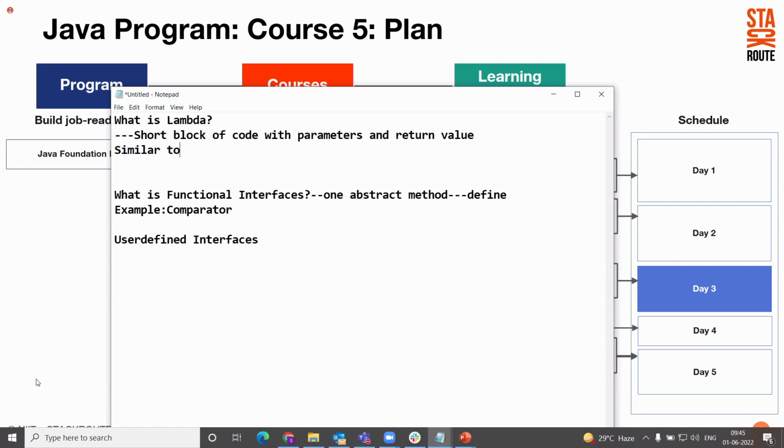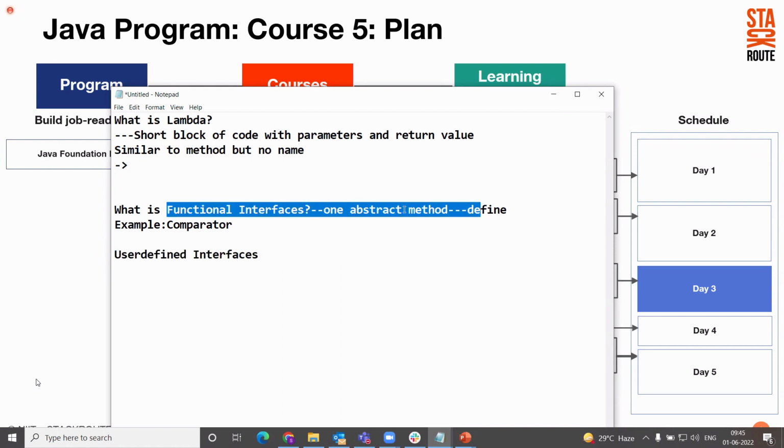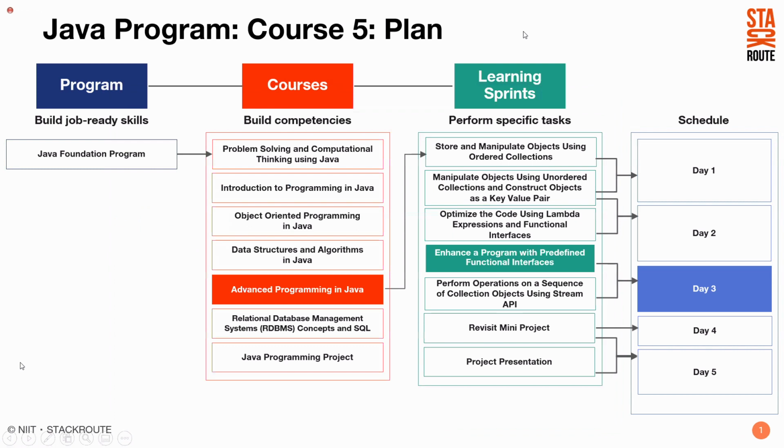So I can say it is similar to a method, but with no name. And we will use the powerful arrow symbol, hyphen and close tag, for lambda. So whatever demo we discussed in the end, all are related to user-defined functional interface with one abstract method. That method, instead of defining, I'm going to define with the help of lambda. Don't get confused. Today also we are going to continue with lambda, but with predefined functional interface. So there were some set of predefined functional interfaces.